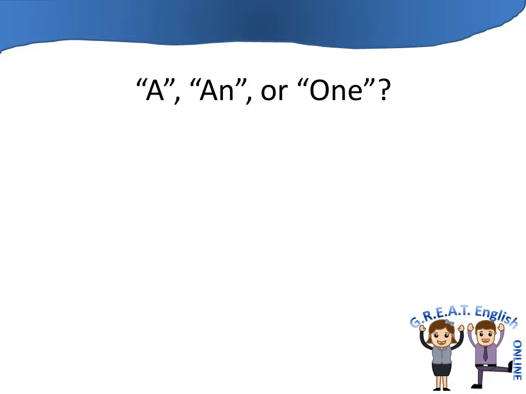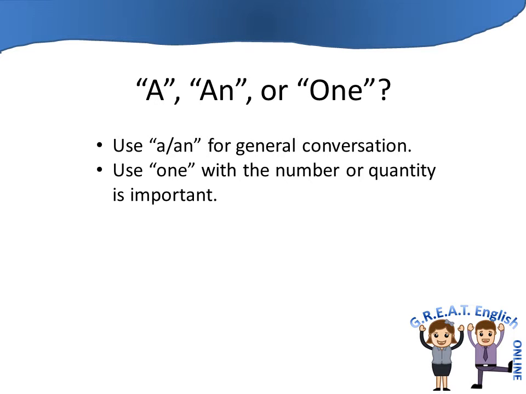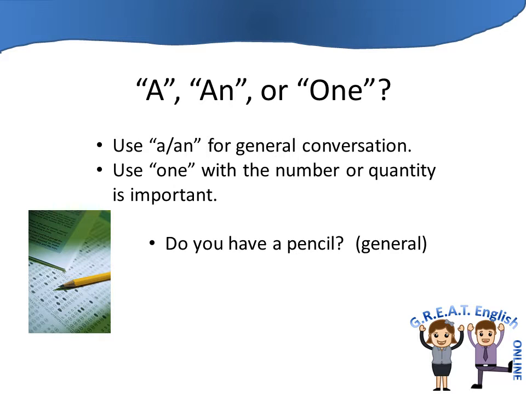Sometimes I have students who ask, what is the difference between a and one? Use a and an for general conversation. Use one when the number or quantity is important. For example, I ask, do you have a pencil? This is a general question. I'm not asking about a specific pencil or a quantity of pencils. I'm just asking in general.